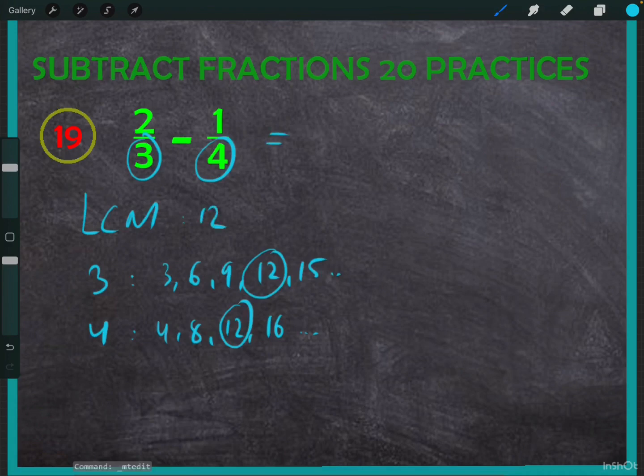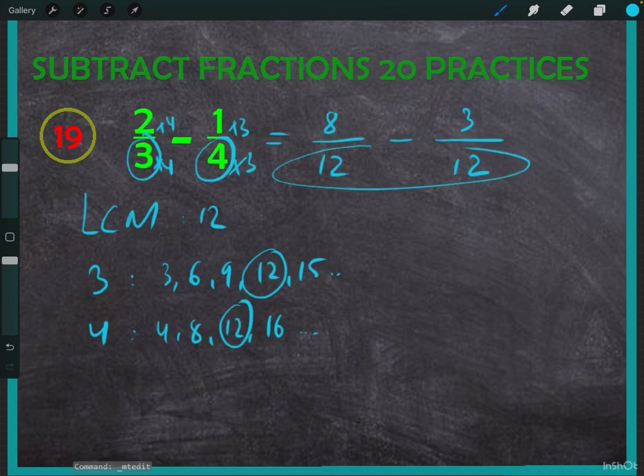From here, we will convert the two original fractions into two new fractions with 12 in the denominator. From 3 to 12, we must multiply by 4, and we must multiply 2 by 4 also. So 4 times 2 is 8. 8 over 12 is the equivalent of 2 over 3. From 4 to 12, we multiply by 3, and we also multiply 1 by 3. 3 times 1 is 3. So we have the two new fractions with the same denominator. So we will go ahead and write the denominator again, and we subtract the two numerators. 8 subtract 3 is 5. 5 over 12 is the answer.